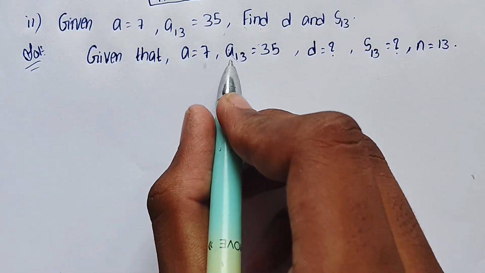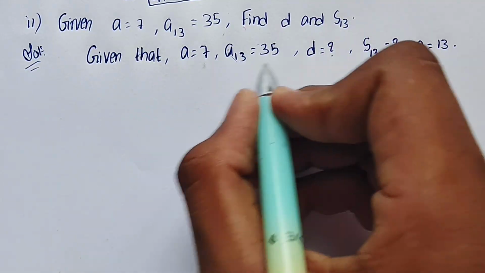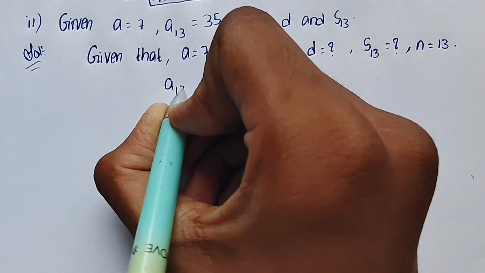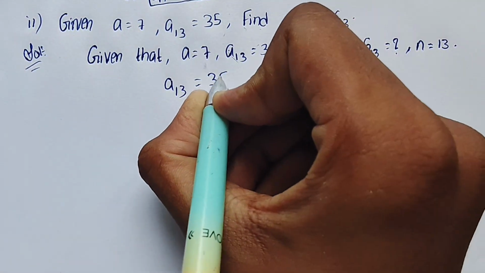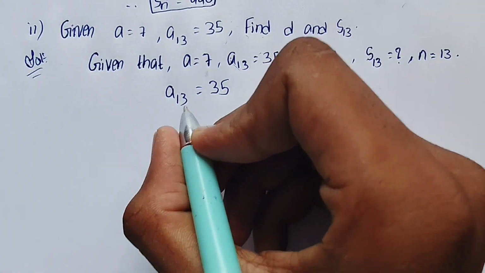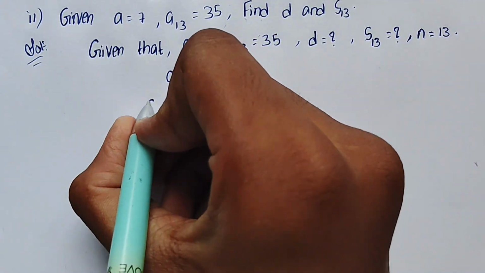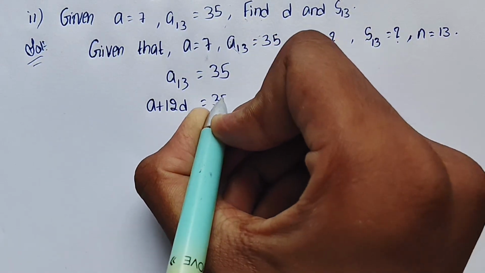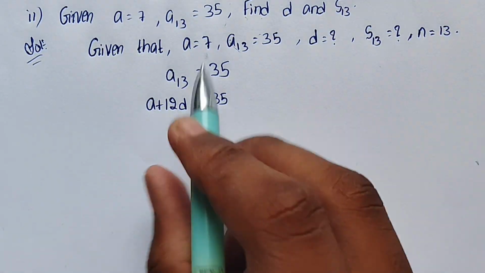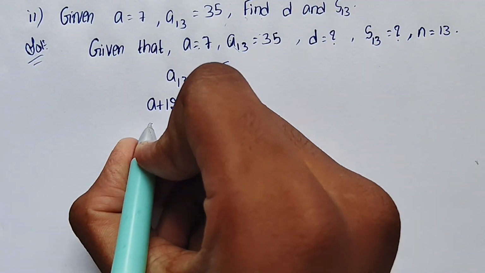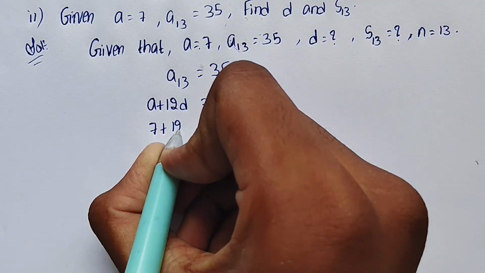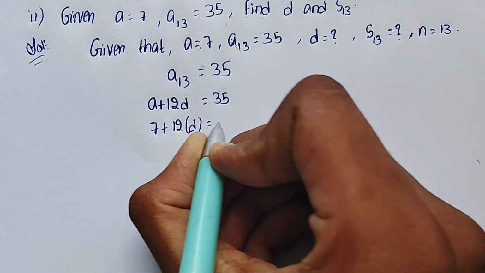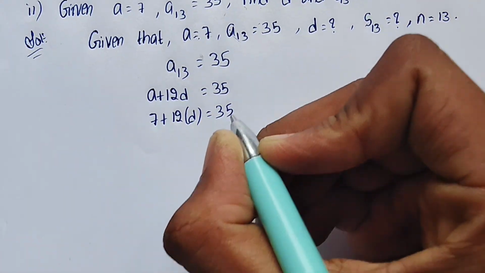Understand? Now I am taking a base 13. The 13th term is equal to 35. We can write a base 13 as a plus 12d equals 35. So we know the value of a, that is 7. So 7 plus 12d is equal to 35.